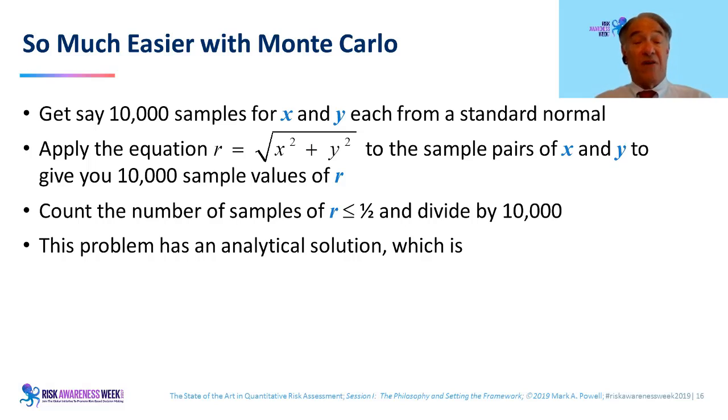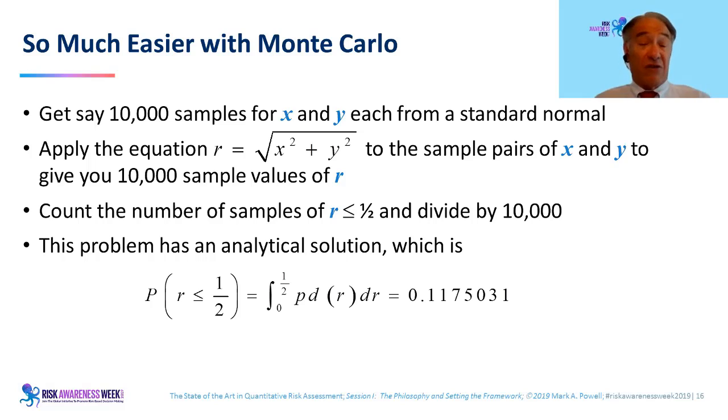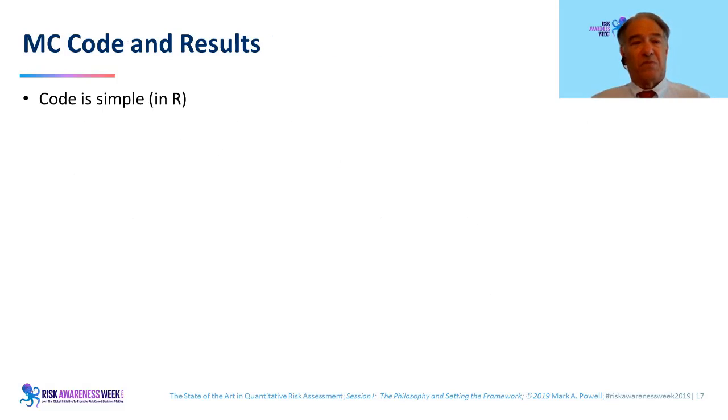Now, it turns out this problem has an analytical solution. What that analytical solution is, out to 7 decimal places, is 0.1175031. The reason why is we know that r is distributed with a Rayleigh distribution, and we can integrate a Rayleigh distribution. But instead of going through all of that and trying to figure out how to do it, we can use this Monte Carlo technique, 3 simple steps, and get an approximate answer. So let's look and see what the code is.